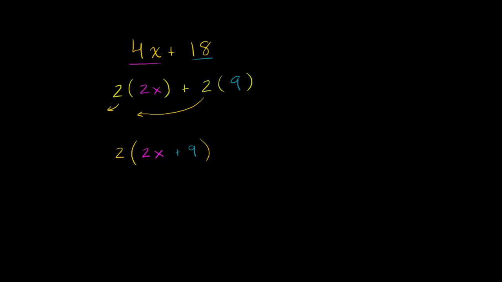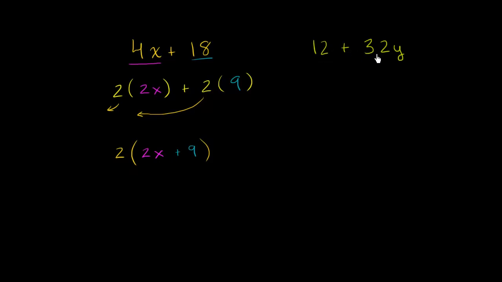Let's do this again. So let's say that I have 12 plus, let me think of something interesting, 12 plus 32x. Actually, just to get a little bit of variety here, let's put a y here. 12 plus 32y. Well, what's the largest number that's divisible into both 12 and 32?